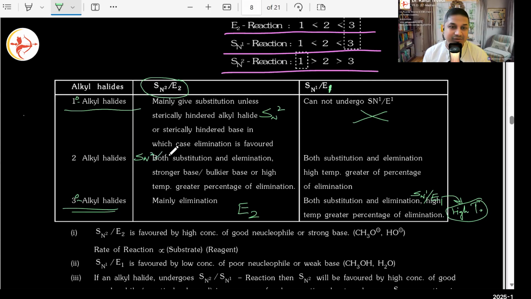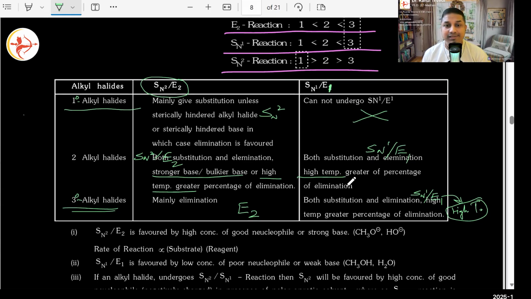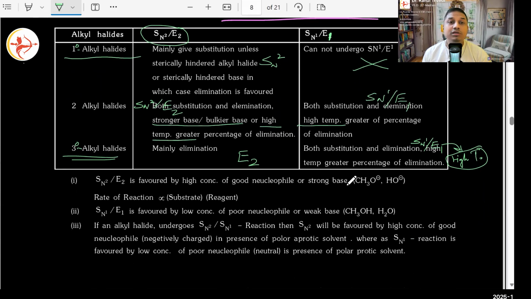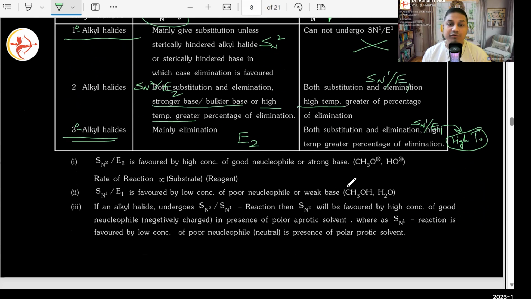Either SN2 or E2 here. Similarly here, either SN1 or E1. But elimination product chances are more if we go for a bulkier base or stronger base or higher temperature. Similarly here also, higher temperature. Are we good? Yes. We also learnt about which type of solvent favors whom.